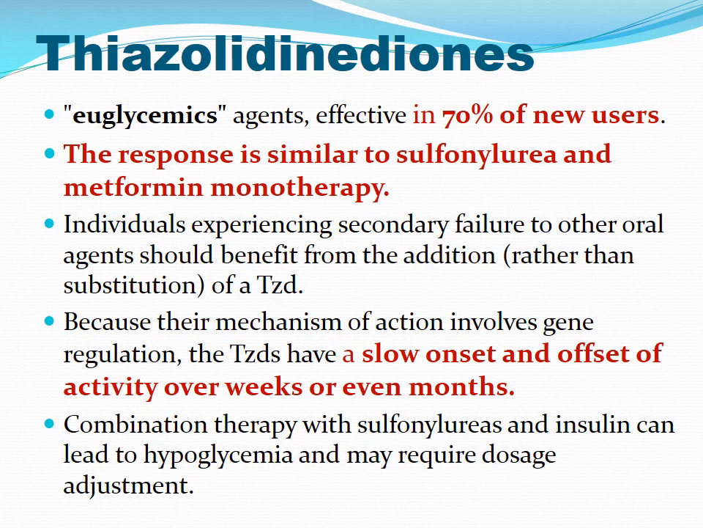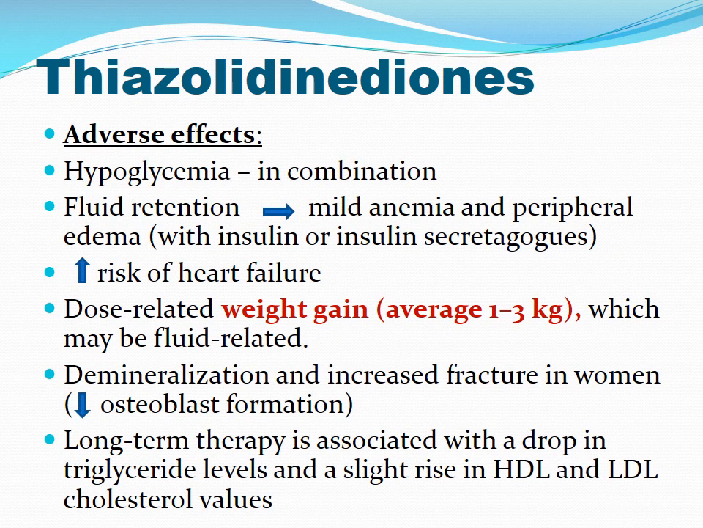Thiazolidinediones have a slow onset and offset of activity, which takes weeks or even months, because the mechanism of action of these drugs includes gene regulation and transcription of proteins. Normally they don't cause hypoglycemia, but hypoglycemia may occur when they are combined with other drugs such as sulfonylureas or insulin therapy.